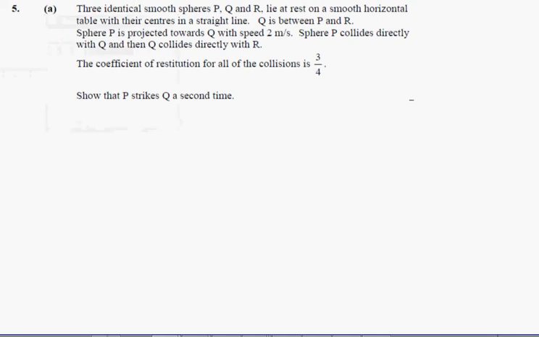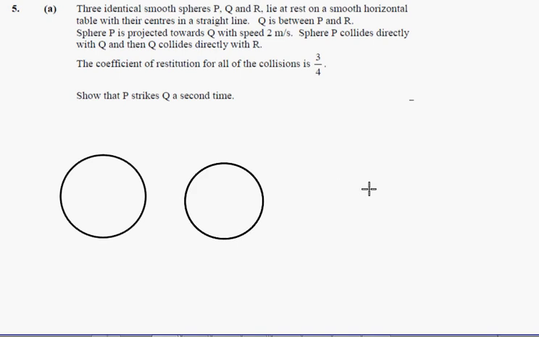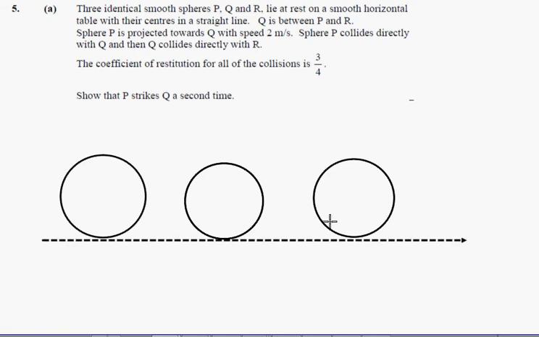Okay. Now it says three identical smooth spheres P, Q and R lie at rest on a smooth horizontal surface, okay, of a table. So there's the three of them there, with their centers in a straight line, so their centers are all lined up, and they're all the same size.